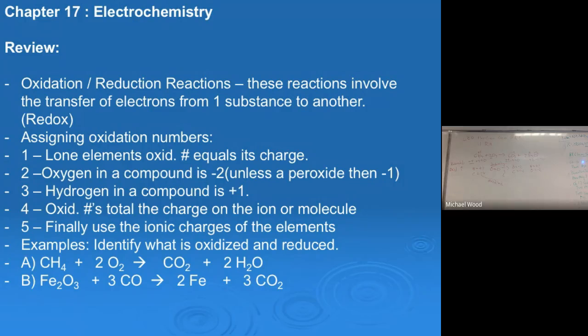Remember this? Okay, let's take a minute. Try B. So we have Fe2O3. You want to assign oxidation numbers for everything, and then tell me what's been oxidized, what's been reduced. See if you can do it. Again, we did this a long time ago.